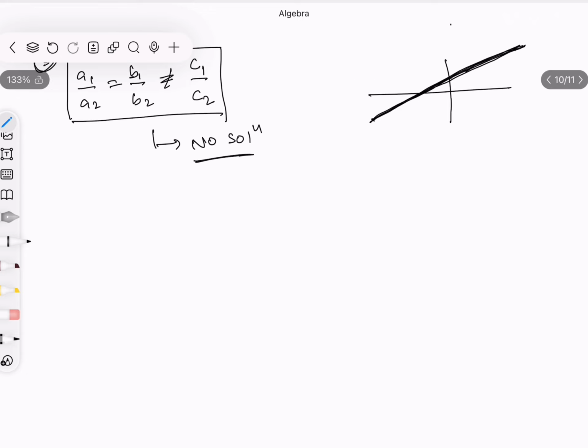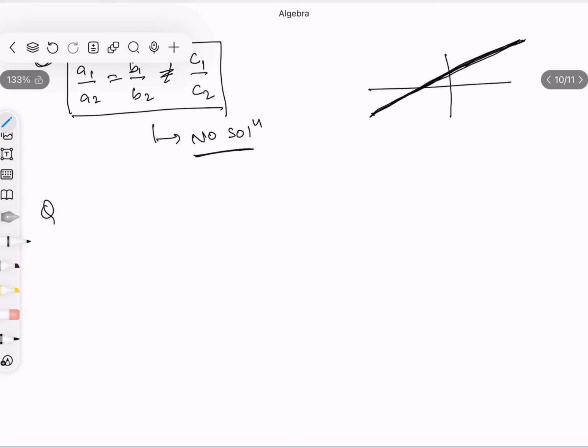Let's see some questions. The first question: let's say you are given two equations. First is 3x plus py equals 17. Another is qx plus 8y equals 19.